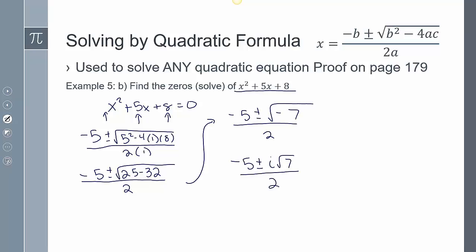And so breaking this into the a plus bi form, I would get negative 5 halves plus or minus i root 7 over 2.